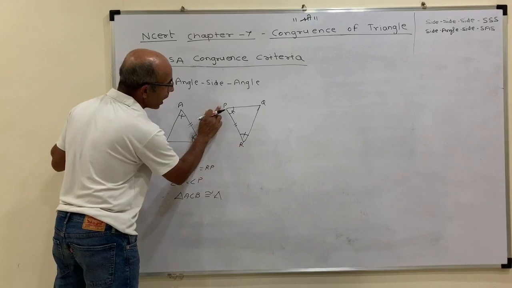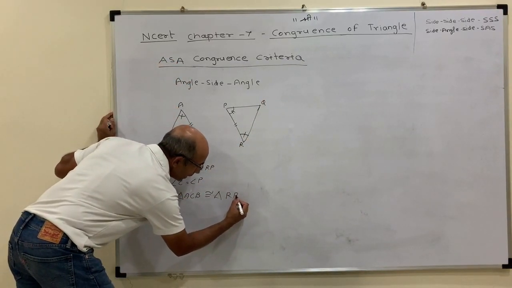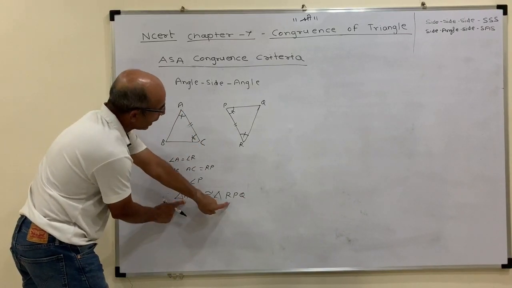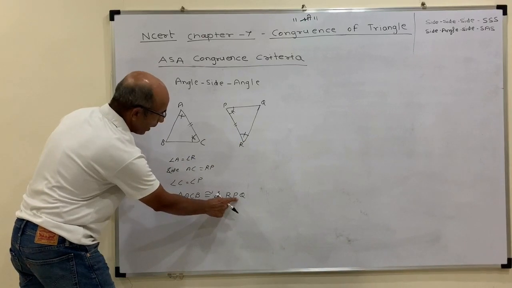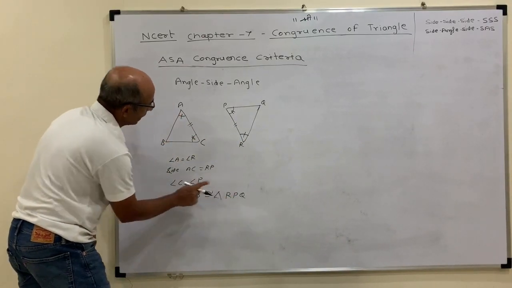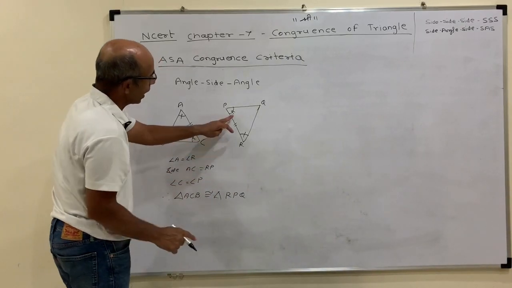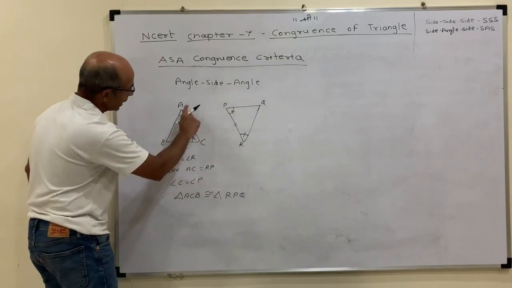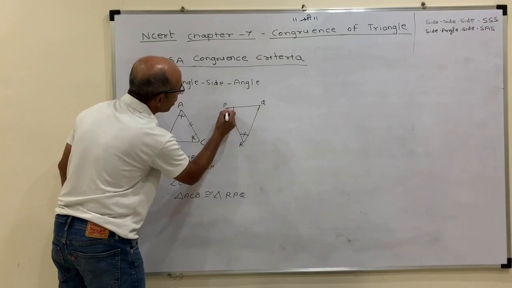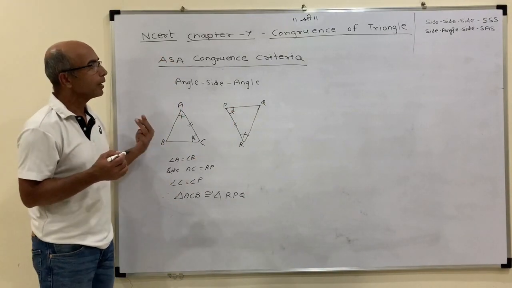RPQ. Now see angle A, angle R, side AC, side RP, angle C, angle P. So we say triangle ACB and triangle RPQ are congruent to each other. This is the third criteria.